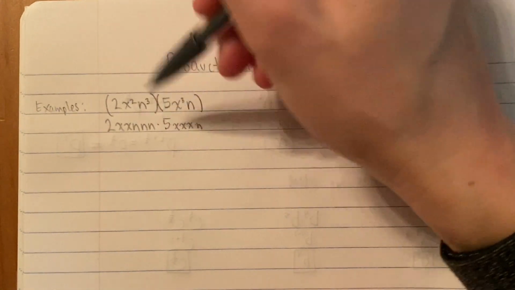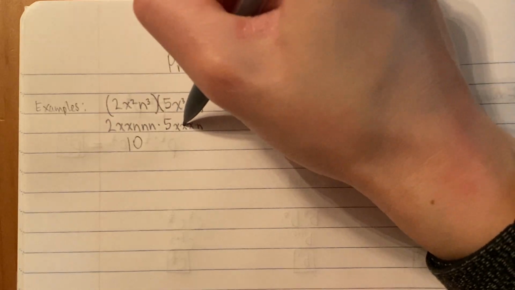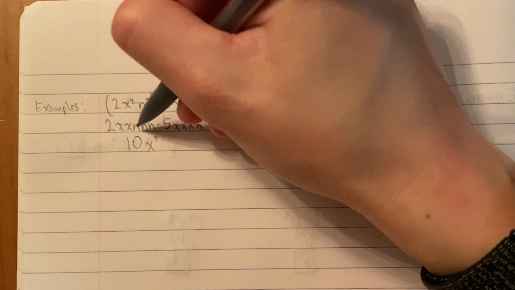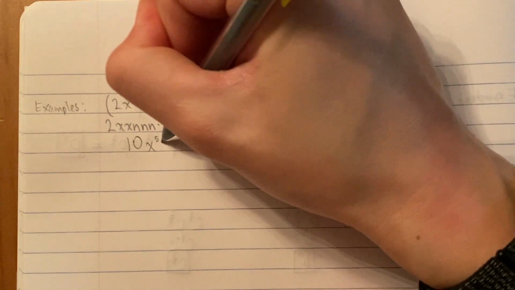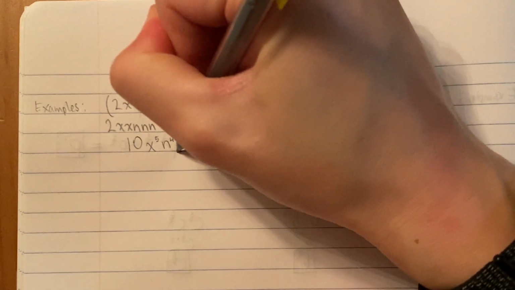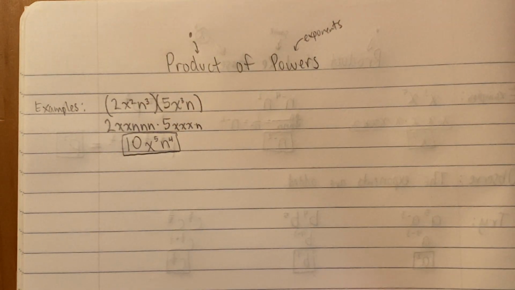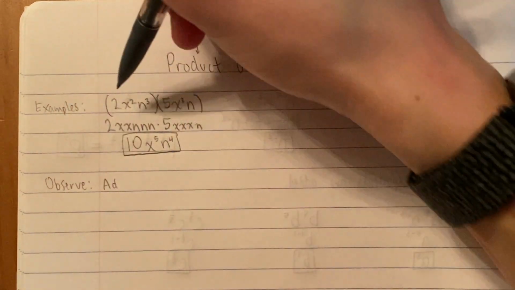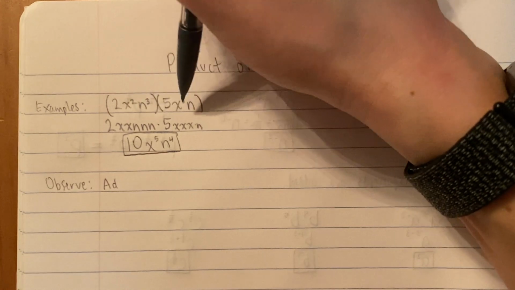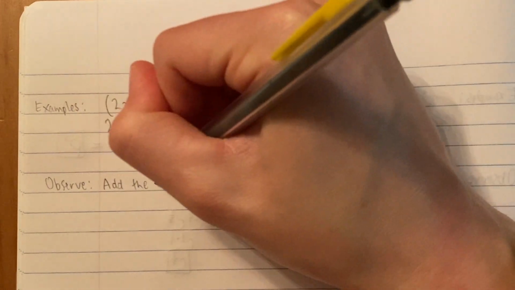So I'm going to do 2 times 5, that's 10. X times x times x times x times x, that's x being multiplied 5 times. And then 1, 2, 3, 4, n is being multiplied 4 times. So here's my answer. Okay, so what you observe is the same as the previous page. I'm going to add the exponents. You could see, look here, this was x to the second, and x to the third became x to the fifth. So add the exponents for each base.